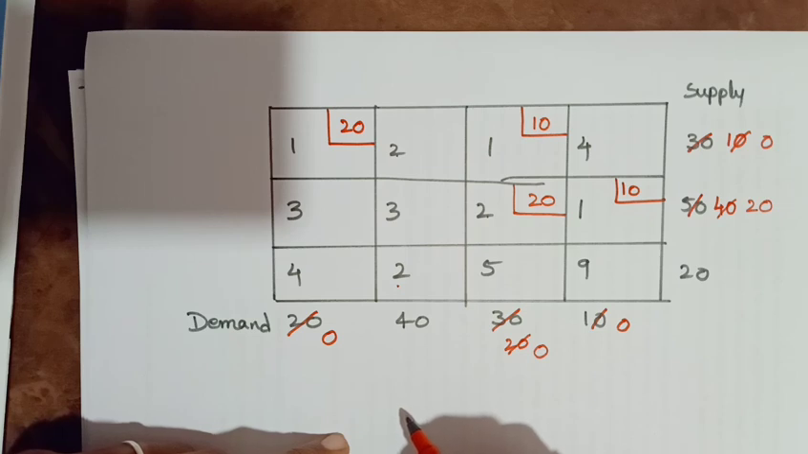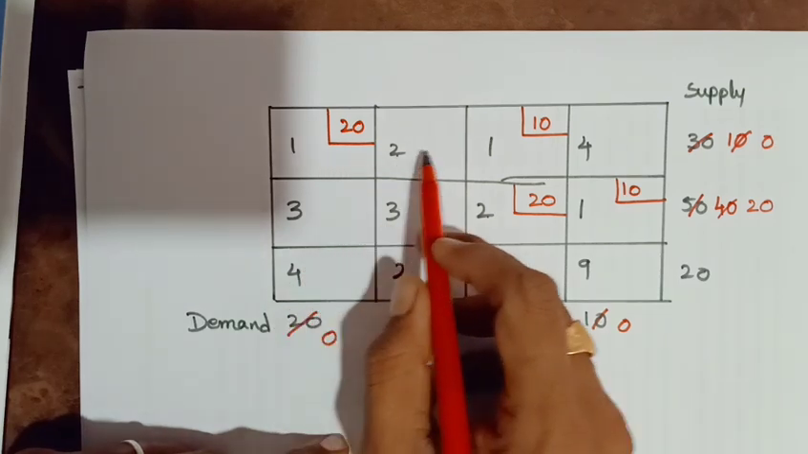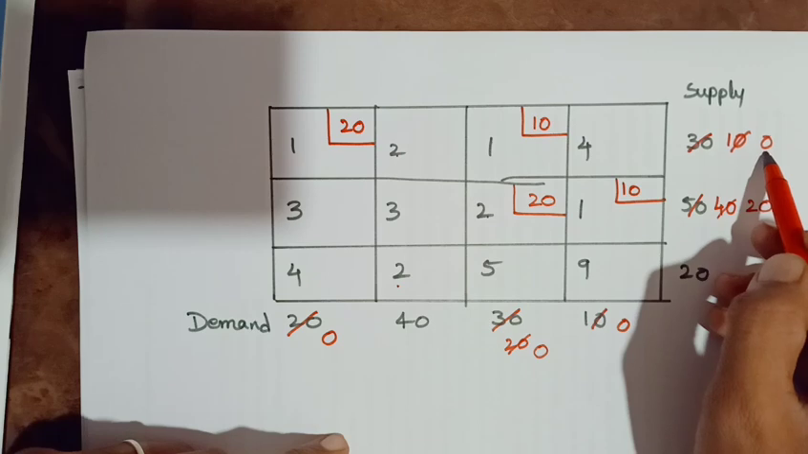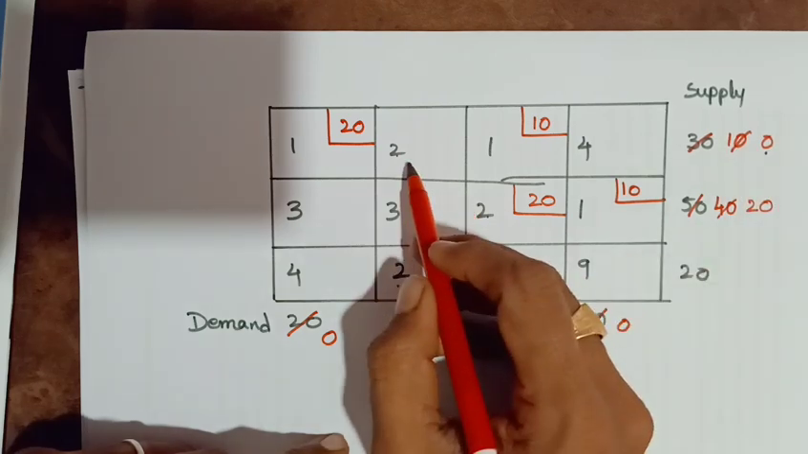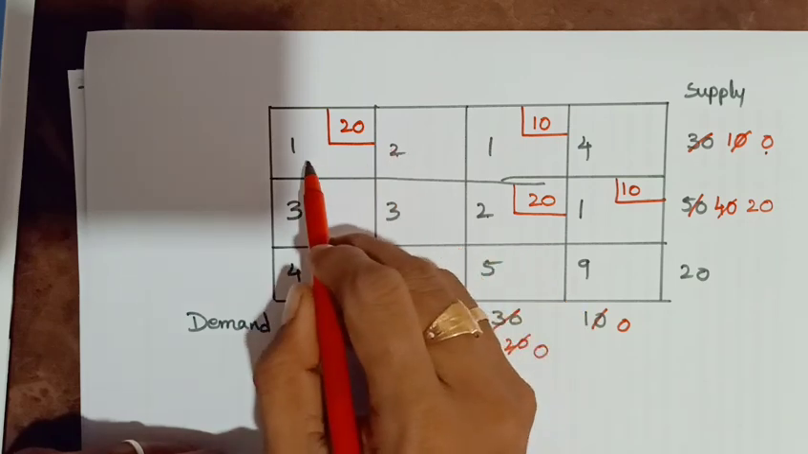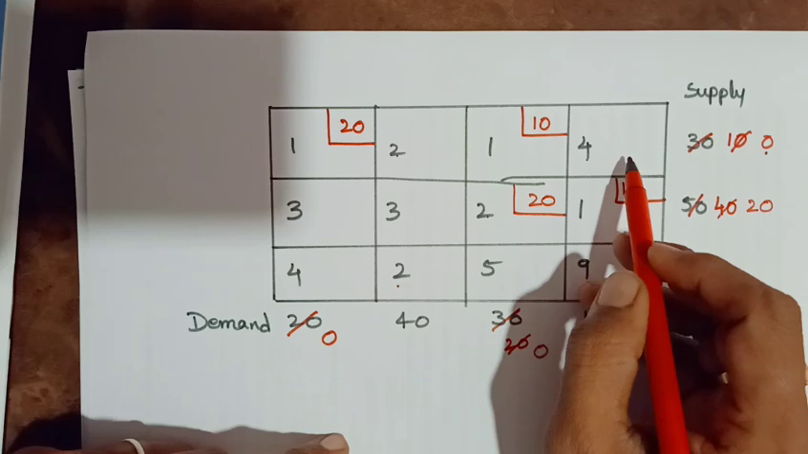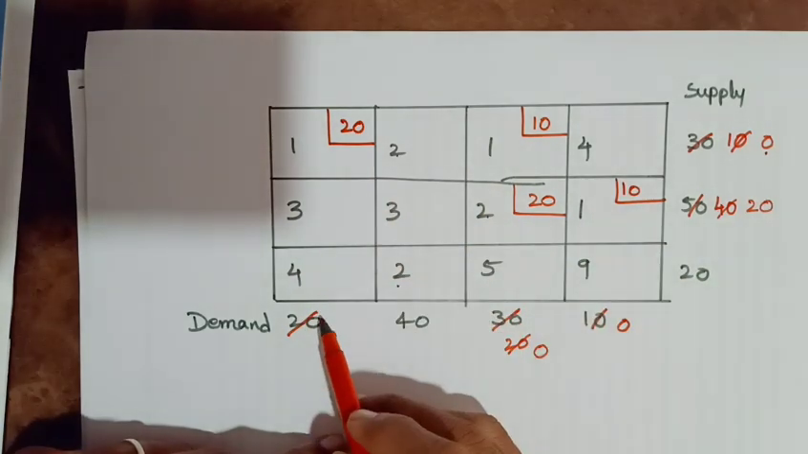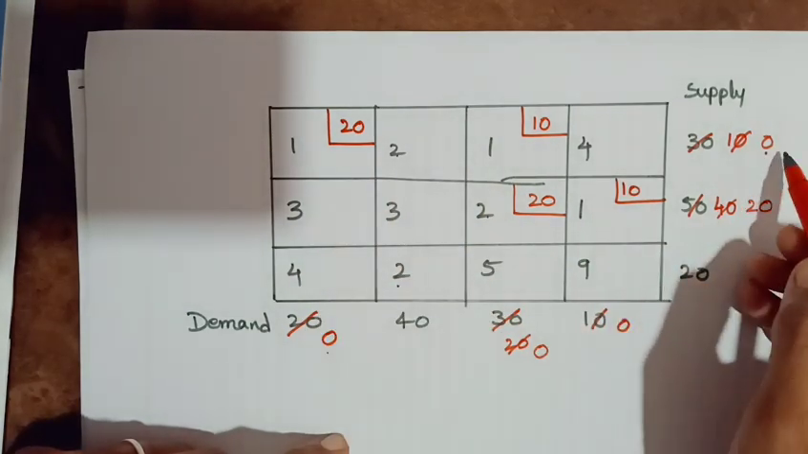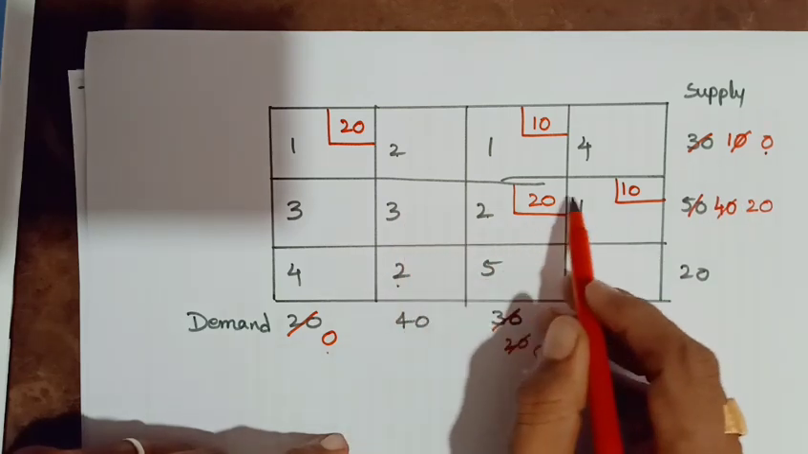So after 2, see here this column is already deleted. Another 2, if I want to allocate in the next minimum, this particular row is already deleted and this column is also deleted. So 0, 0. So the unallocated cells are this one.